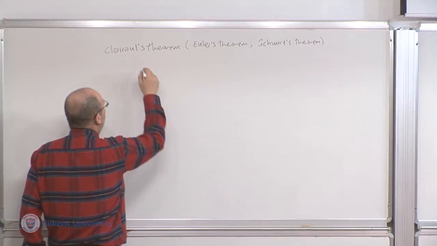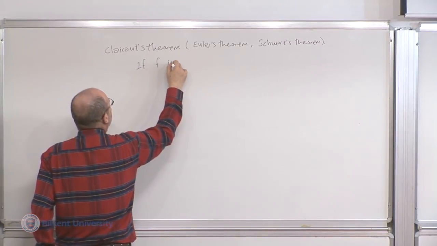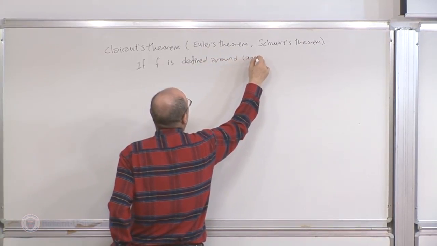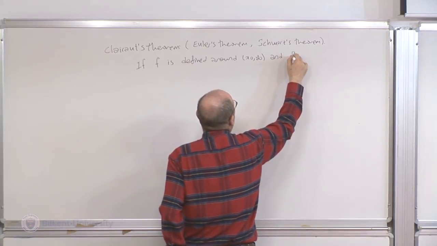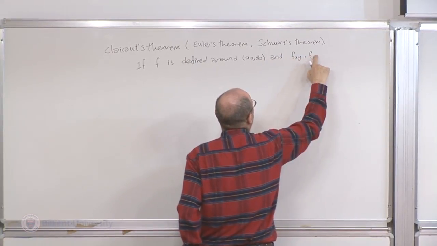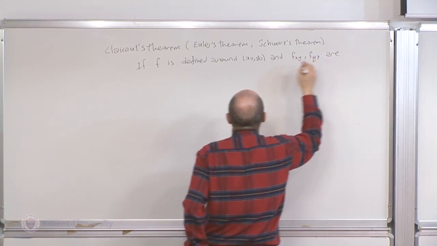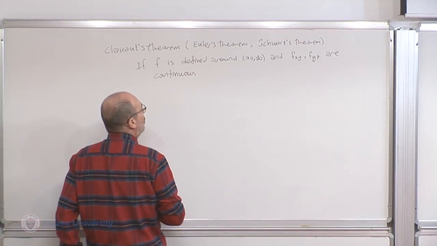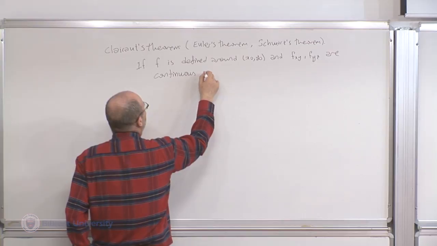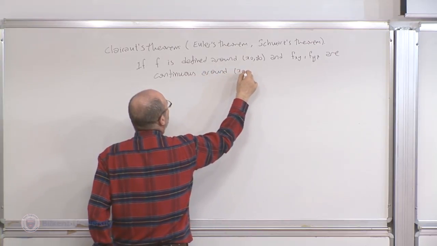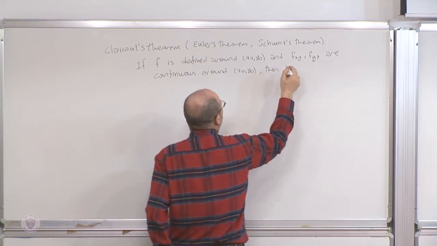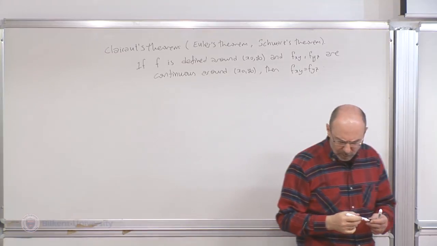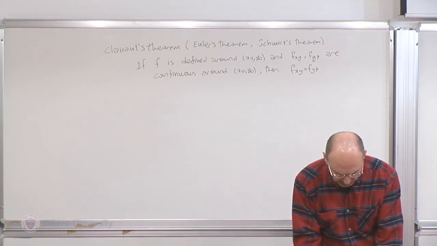It says that, okay, so if f is defined around x sub 0, y sub 0, and fxy, fyx are continuous. I think if they are continuous at x sub 0, y sub 0, it is sufficient, but let's say around x sub 0, y sub 0, then the mixed partials are the same, fxy equals fyx. Okay? So it depends on how you are proving these things. So let me check what the book says.